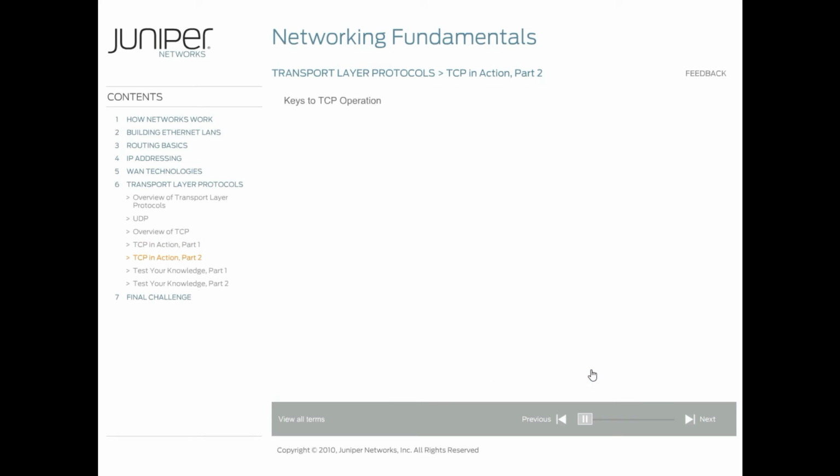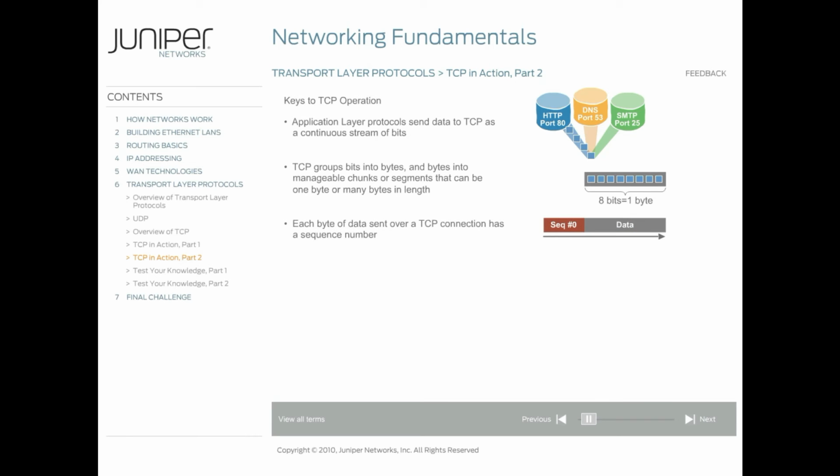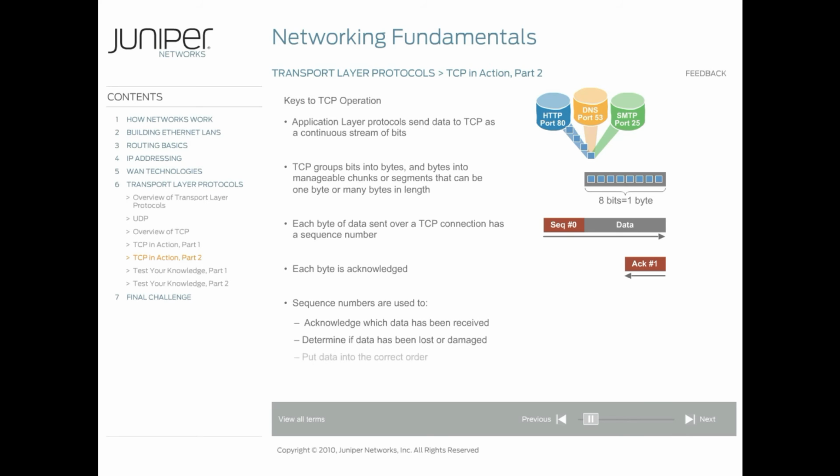Now, before we can discuss how data is transferred, we need to understand a key TCP concept. Application layer protocols send data to TCP as a continuous stream of bits. Earlier, we learned that 8 bits are a byte, and TCP only works with bytes. TCP groups bits into bytes and bytes into manageable chunks or segments that can be 1 byte or many bytes in length. Each byte of data sent over a TCP connection has a sequence number. Because each byte has a sequence number, each byte must be acknowledged. TCP uses these sequence numbers to acknowledge which data has been received, determine if data has been lost or damaged, and put data into the correct order.